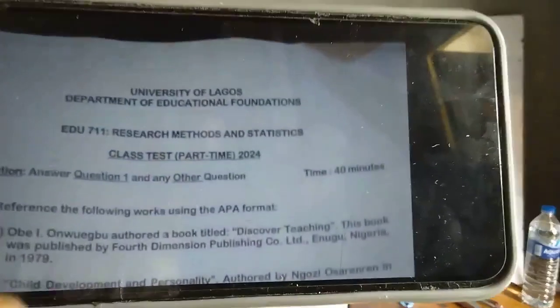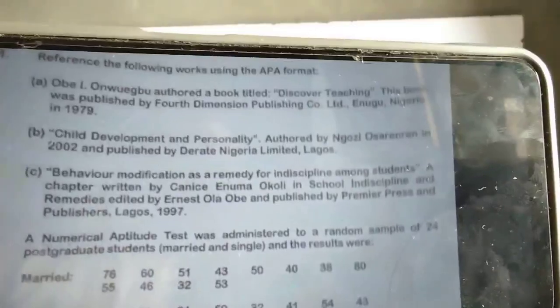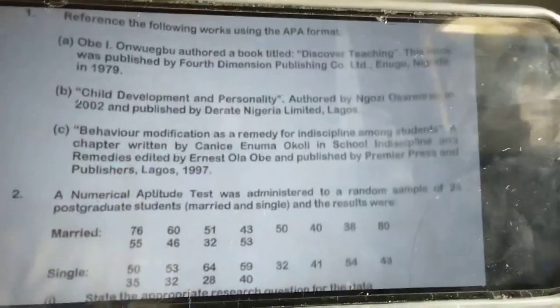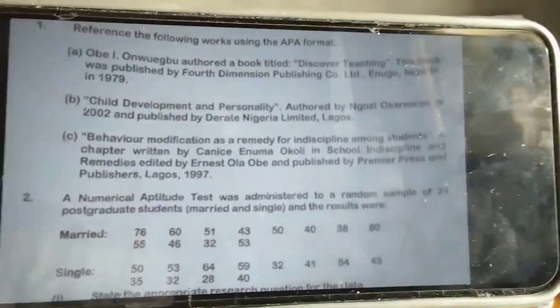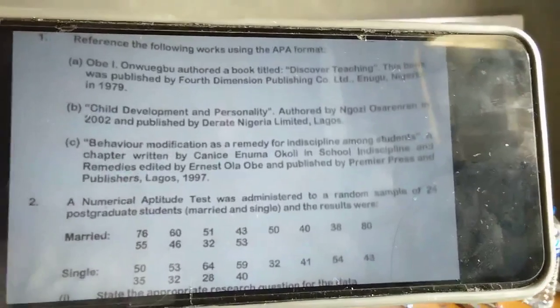You will notice that the first one starts with obey, and the second one starts with child, and the third one starts with behavior. So they really distorted the arrangement so that the lecturer can really know whether the student understands the APA referencing style or not.